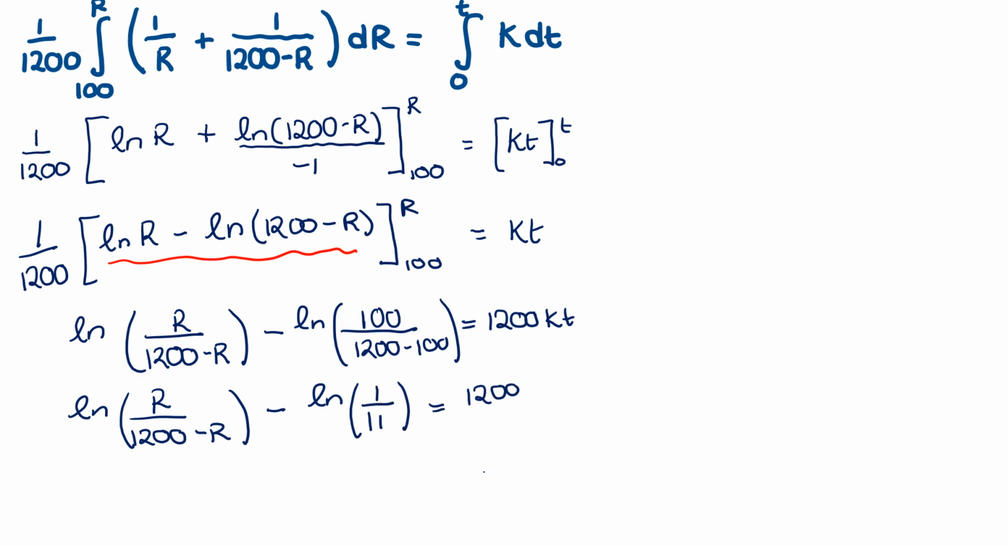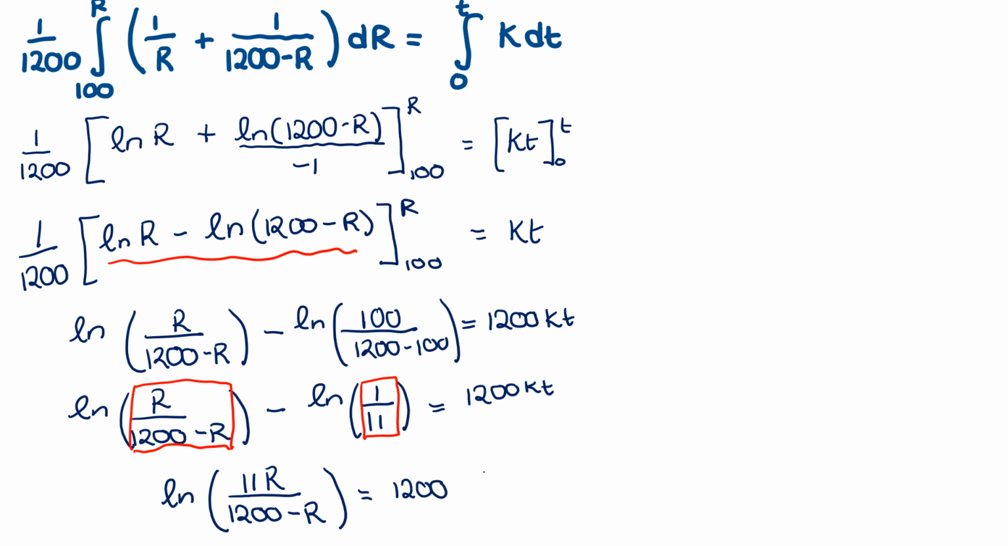Now, there's lots of different ways you can work with this. The natural log of 1 over 11 is kind of a nasty decimal, so you're welcome to put that decimal in. Don't round it too much. However, what I'm going to do is use these laws of logs again. So I'm going to effectively divide this whole bit by 1 over 11. When we divide by a fraction, instead you multiply by its reciprocal. So this becomes the natural log of 11 or over 1200 minus or, and that's equal to 1200 kt.